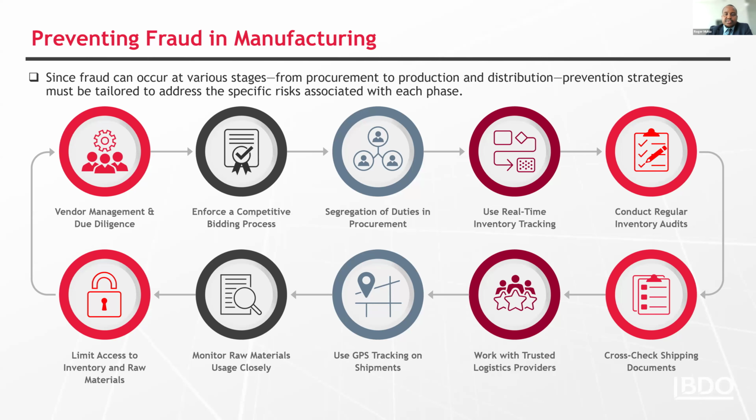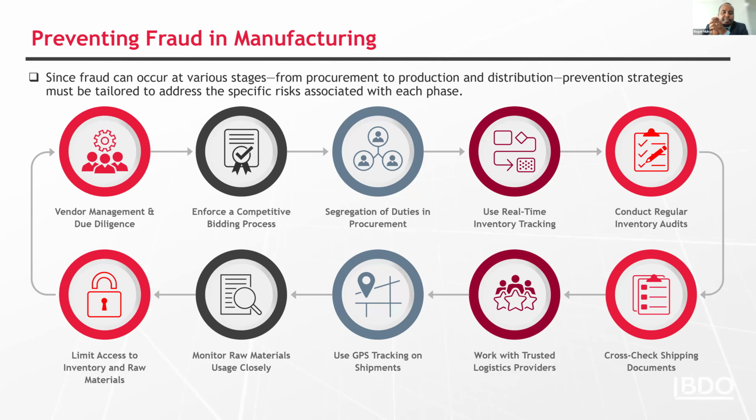The last one is cross-checking your shipping documents. So you need to ensure that you always check what's recorded on shipping manifests and whether it matches what's actually being shipped and received. If you find that there are products that are consistently going missing or they're being marked as damaged in transit, it's a sign that fraud could be happening. So you need to regularly reconcile these records, and this will help you catch fraudulent activity before it escalates.